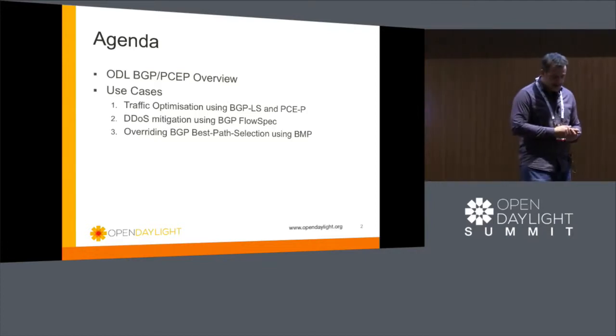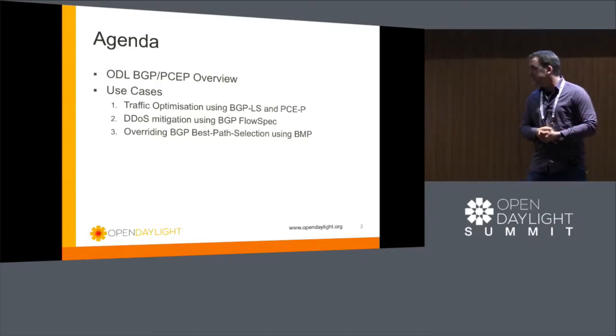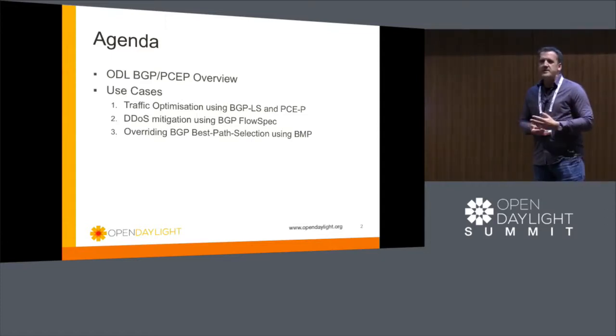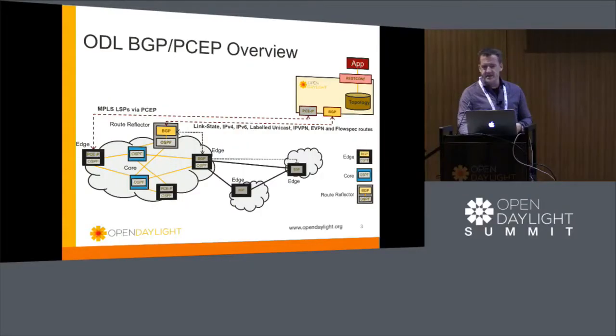Then go on to look at DDoS mitigation using FlowSpec, and I'll show you some slides on that, and some other approaches to DDoS mitigation. And then finally look at BGP and how you could look at overriding best path selection using BMP. There's a couple of options there, and we can go into that, and I can show you some of the infrastructure, and 100% get that one running.